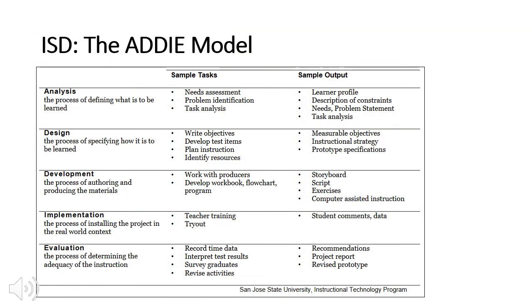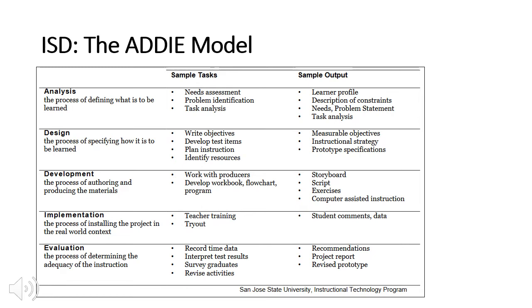To explain more on tasks and outputs in every phase of any model, this diagram shares some of the important information. In the analysis phase, sample tasks that will be covered are needs assessment, problem identification, and task analysis. Outputs such as learner profile, description of constraints, needs and problem statement, and task analysis will also be produced in this phase.